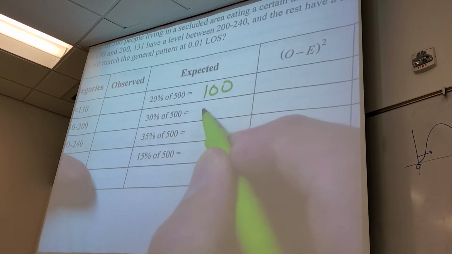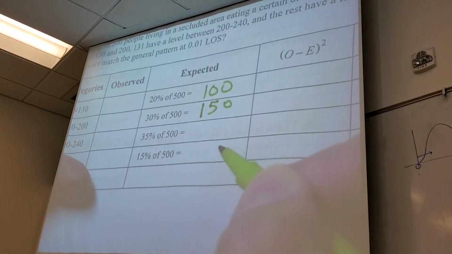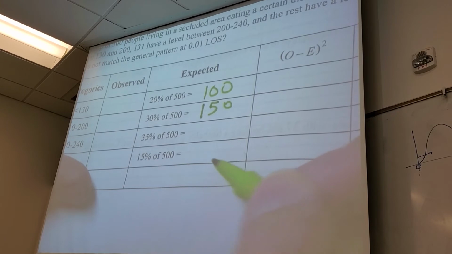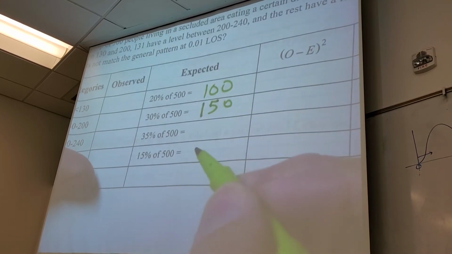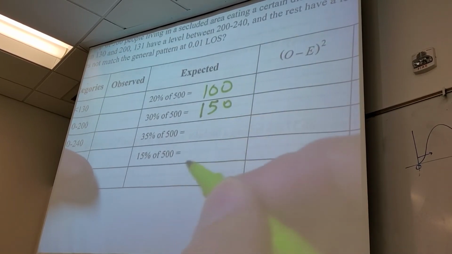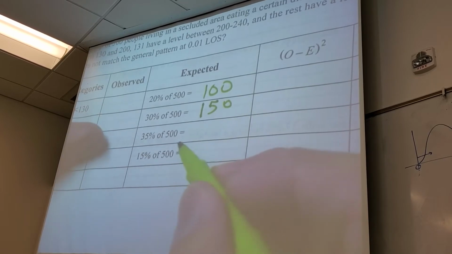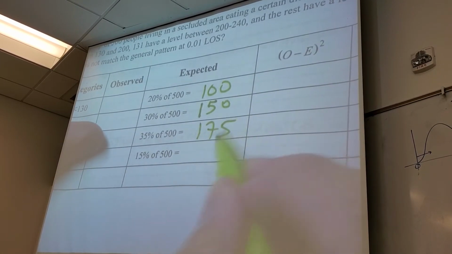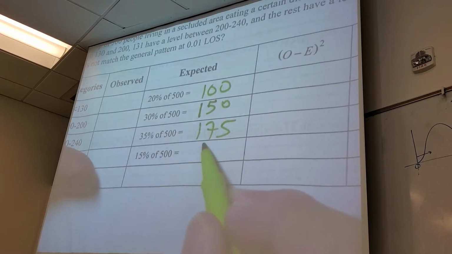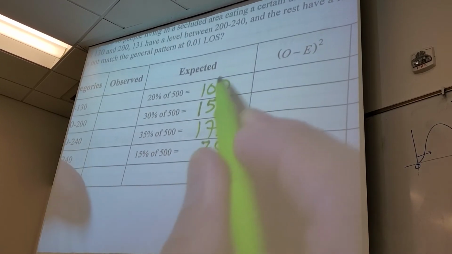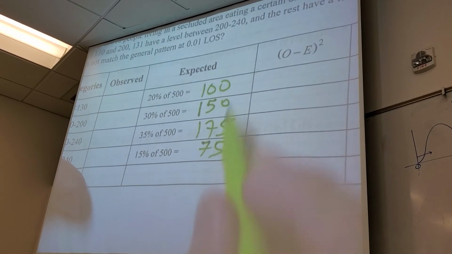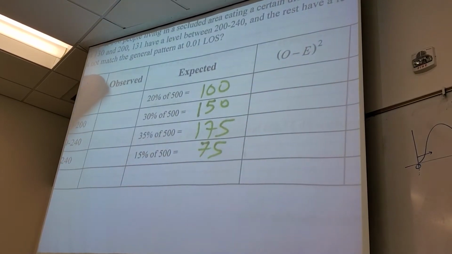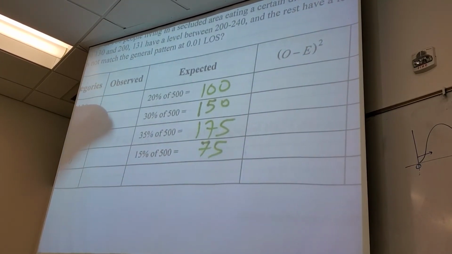What else we got? What's 30% of 500? That should be the last one. 175. 35% of 500 is 175, and 15% of 500 is 75. Beautiful. Do these all add up to 500? That's a good check, just to make sure you did the percentages right. And sure enough, they do.